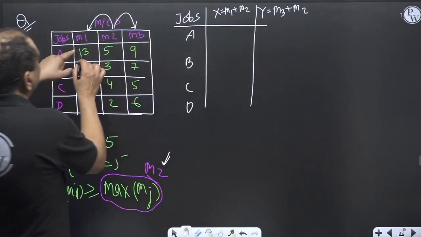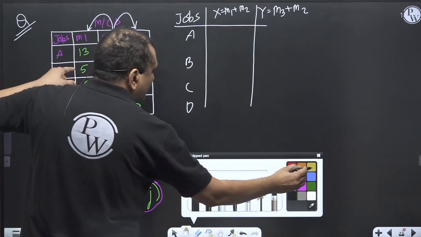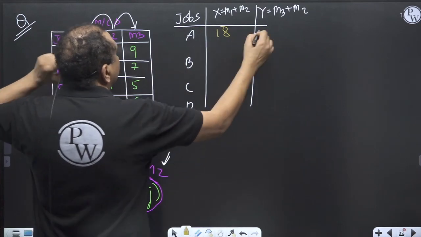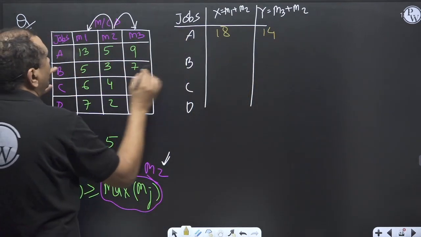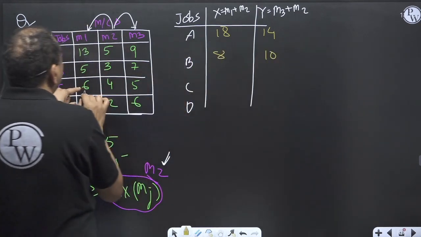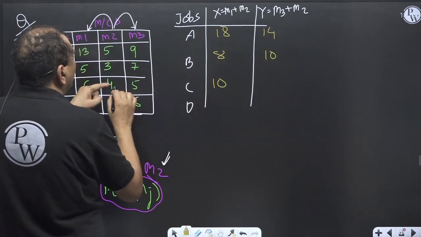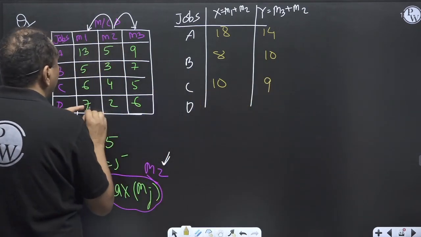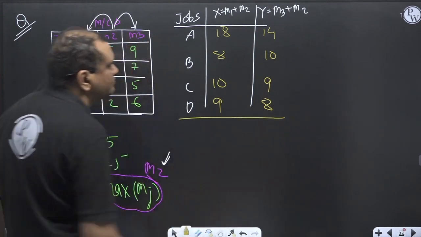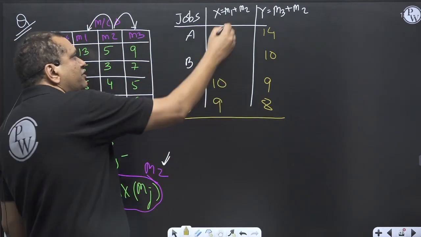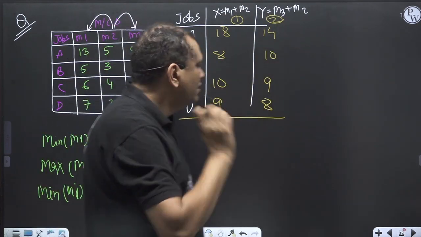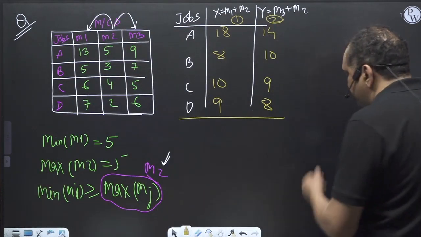So 13 plus 5 is 18. 5 plus 9 is 14. 5 plus 3 is 8. 3 plus 7 is 10. 6 plus 4 is 10. 4 plus 5 is 9. 7 plus 2 is 9. 6 plus 2 is 8. Imaginary machine 1 and imaginary machine 2.